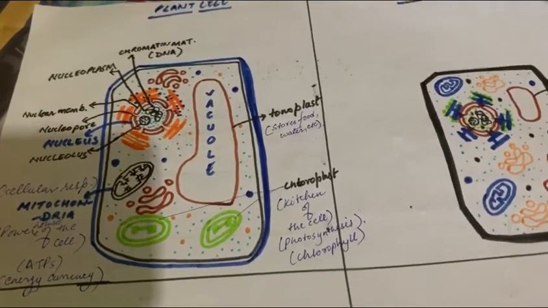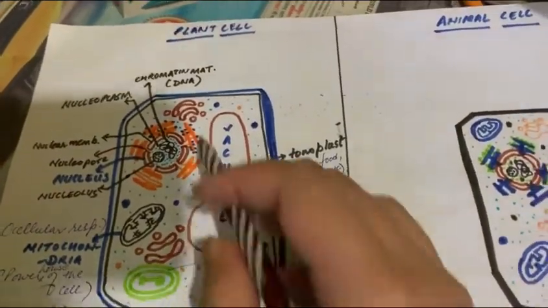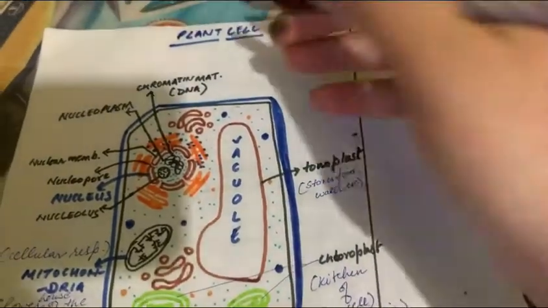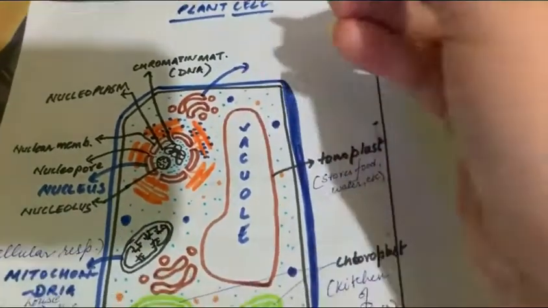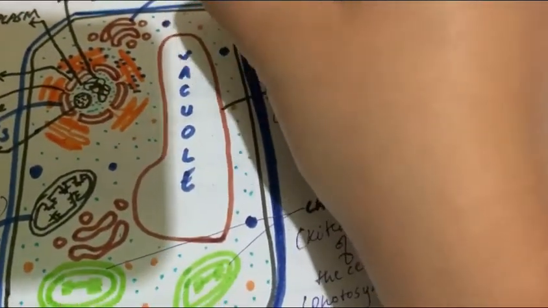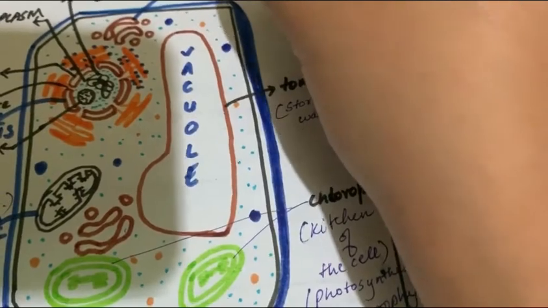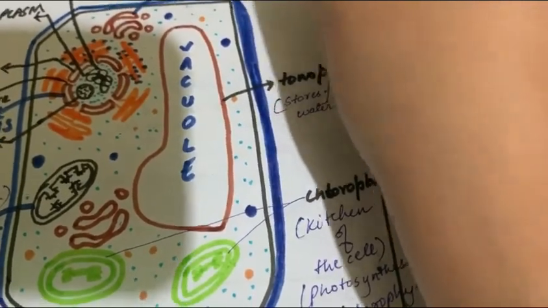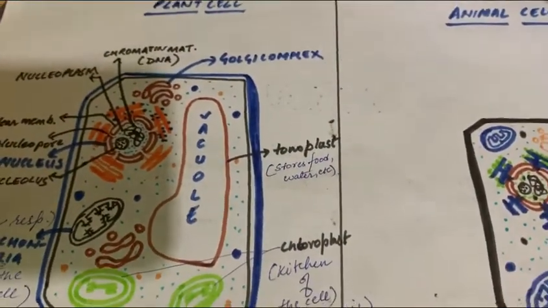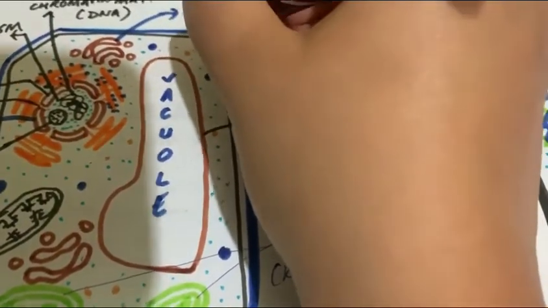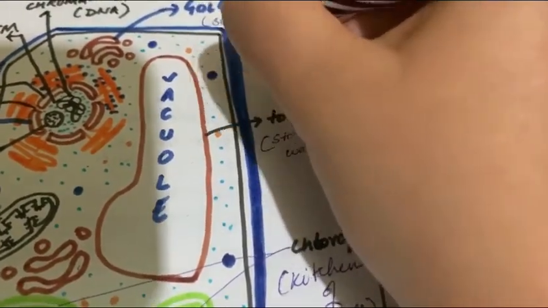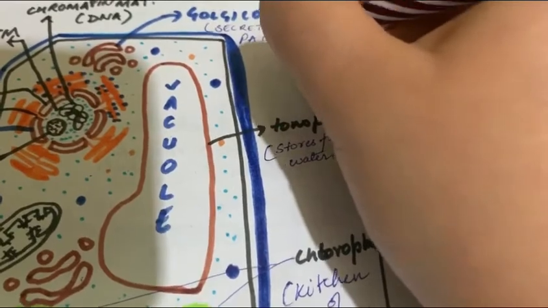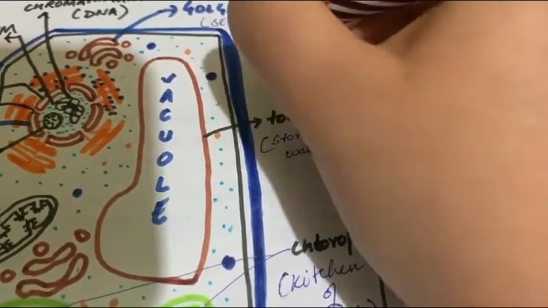And later, children, what are these structures? This structure is Golgi complex. Now, what is Golgi complex? Its basic function is that it helps in secretion, packaging, and storage.